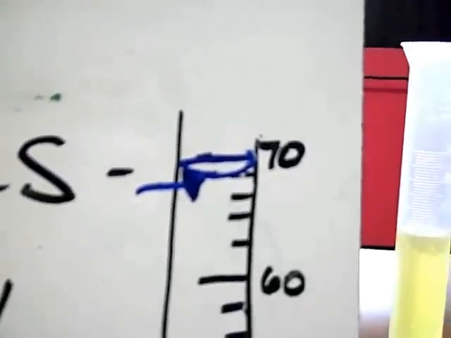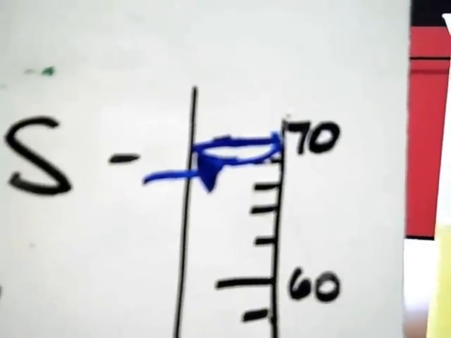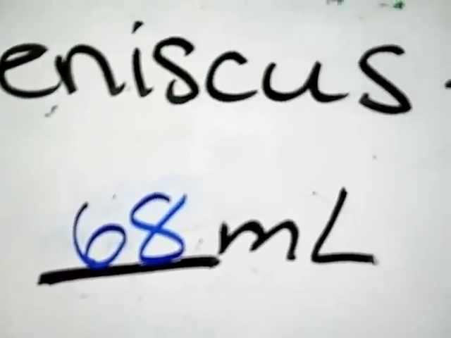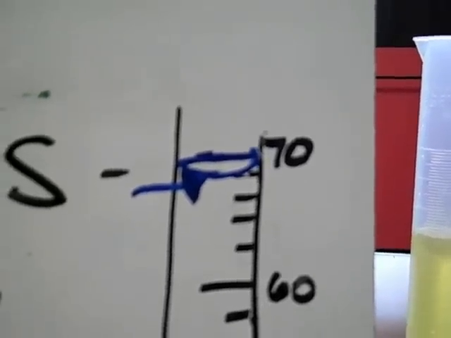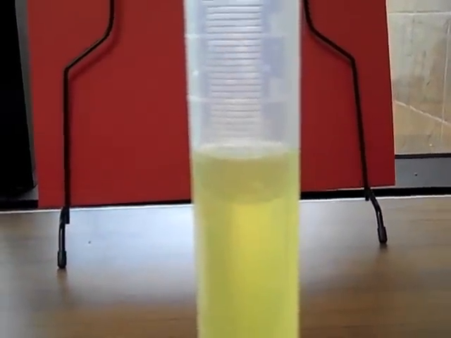So this is my graduated cylinder. I look at the bottom where the arrow is pointing, and it would mean that there are 68 milliliters of liquid in my graduated cylinder. Not 70, but 68. I read from the bottom of the curve. So now that I'm reading from the bottom of the curve, I see that it is 70 milliliters.